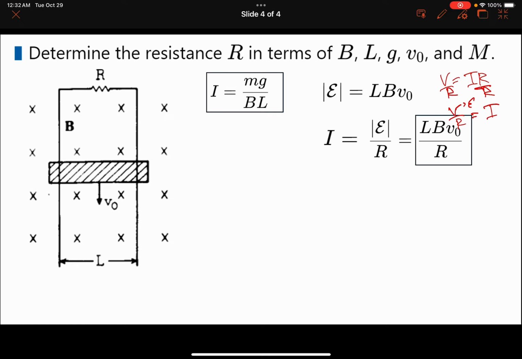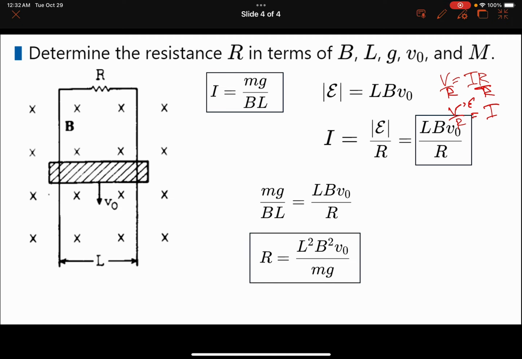And these have to be equal because both of them are I, right? So we let them equal to each other in this case. And from here, we can easily solve for R. And this should be the answer for the resistance that is right here, the resistance in the wire.